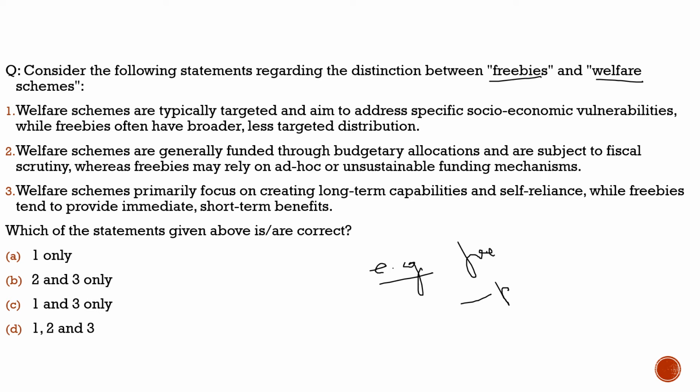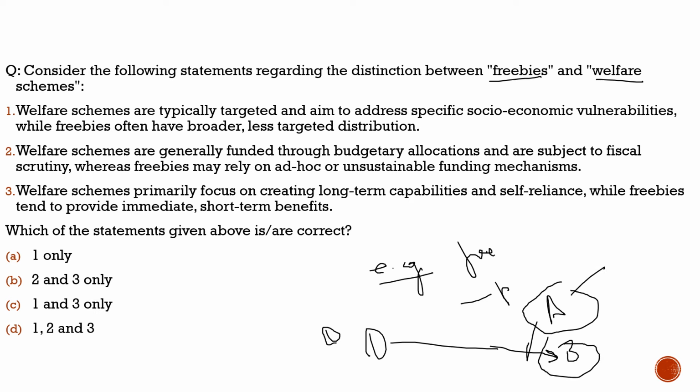So the broader line which you should always remember is this: if any scheme is meant for any person or any group of people, for example, there is person A and person B, these are the groups. If this scheme is particular to group B and unfortunately its benefit is harvested by group A also, then it becomes a welfare scheme for group B and freebies for group A. So this you should know.